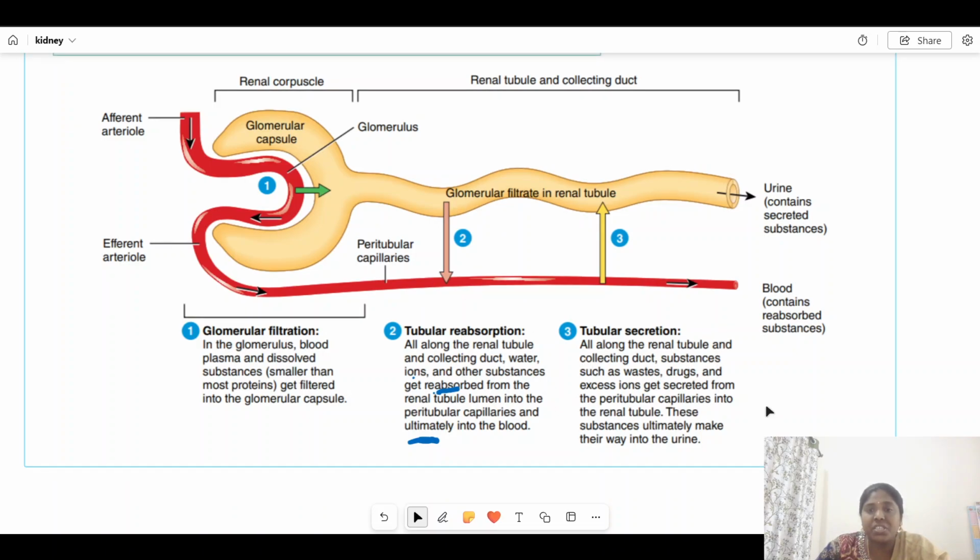Whereas in tubular secretion, any waste, drugs, or excess ions get secreted from the peritubular capillaries into the renal tubule. For example, a patient receiving a penicillin injection: the toxic drug will go from the peritubular capillary into the urine and be excreted from there. So these are the 3 steps.